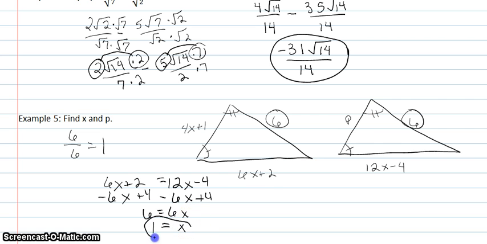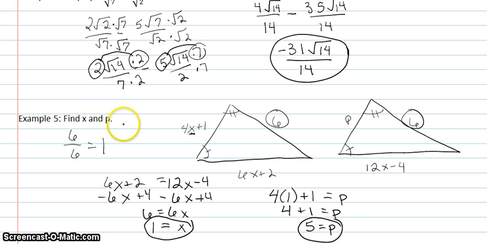So I've got the x, and then to find out what p equals, I'm going to put that 1 in place of this x because those sides are going to have the same length. So 4 times 1 plus 1 will equal p. So I'll have 4 plus 1 equals p, so 5 equals p. So I've found x and p.